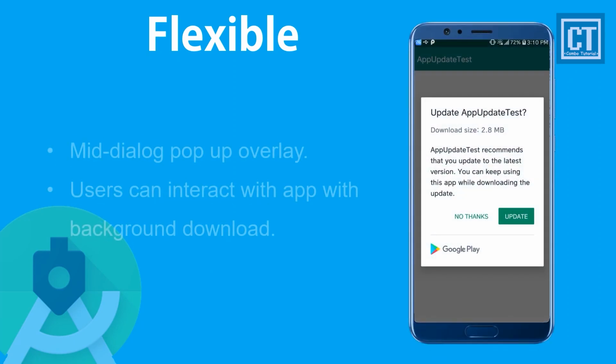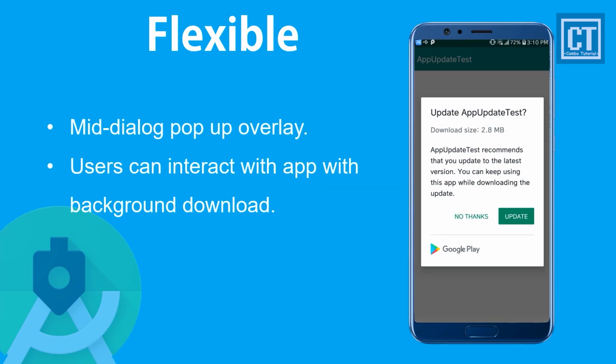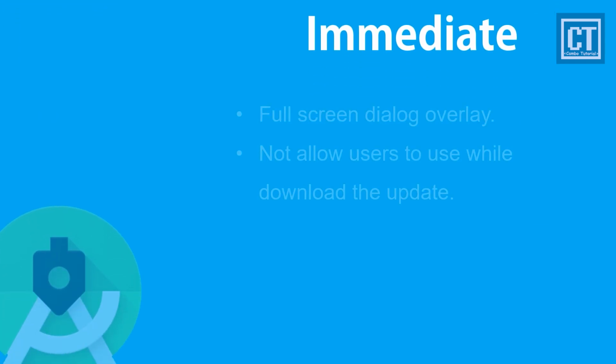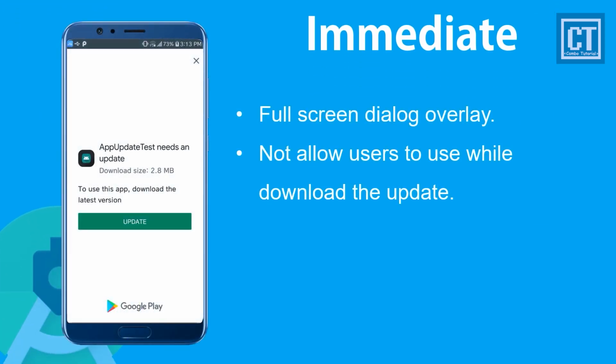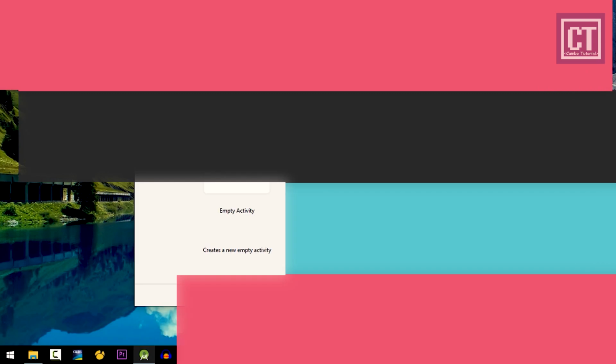For the flexible type, we'll show a dialog and allow the user to download in the background. And the user will be able to continue using the app without waiting while downloading the update. And the immediate type is a full screen dialog where we have to wait for the update to download completely before we can continue using the app. So without further ado, let's get started.